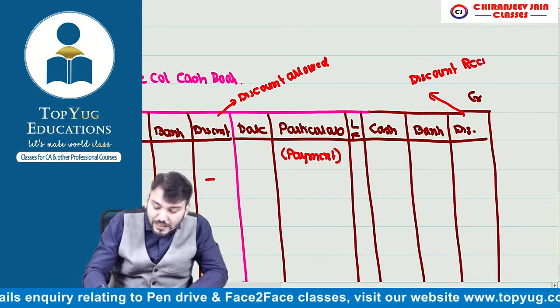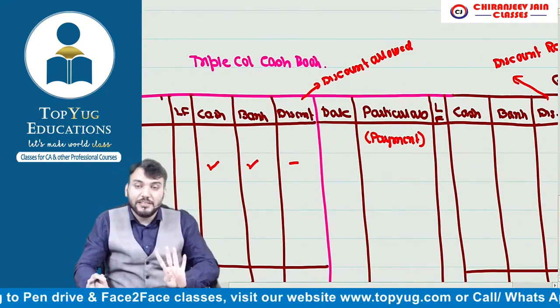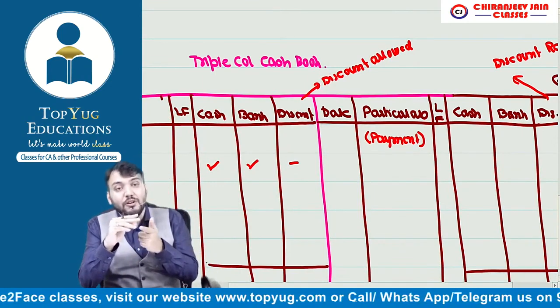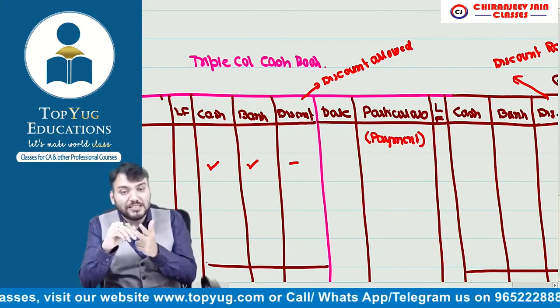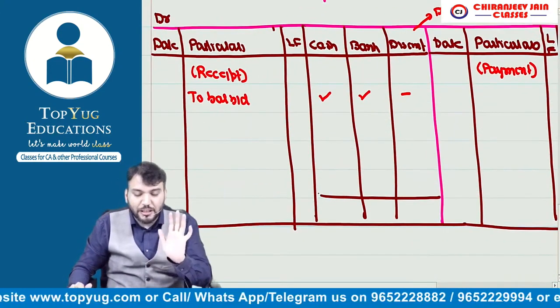It means there are actually four accounts we are dealing with. There are three columns but four accounts. One is cash account, one is bank account, one is discount allowed account, and one is discount received account. Correct? Have you understood?